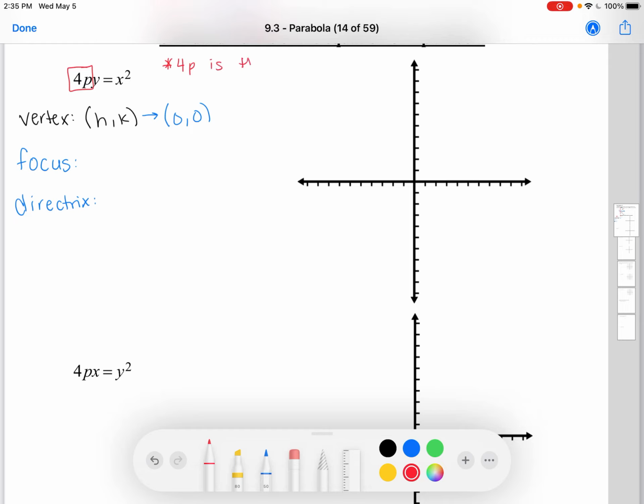4p is the distance from the parabola through the focus.